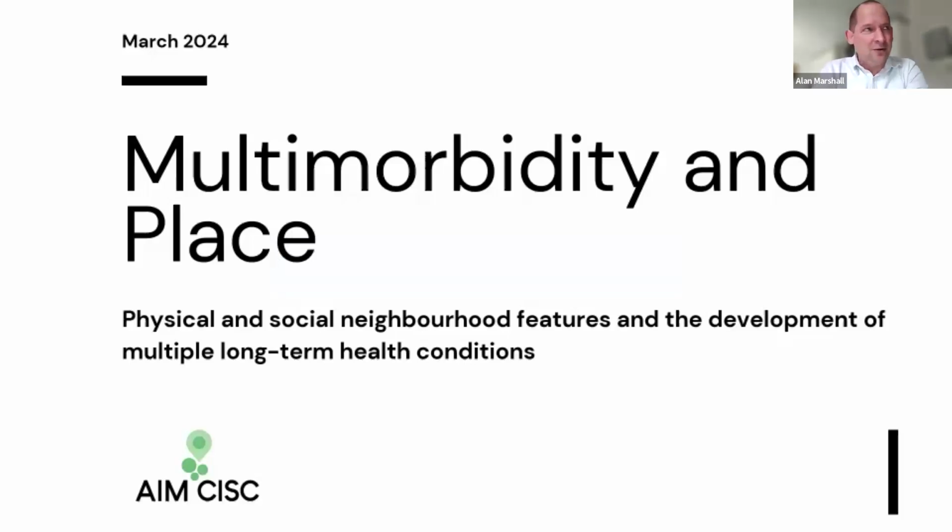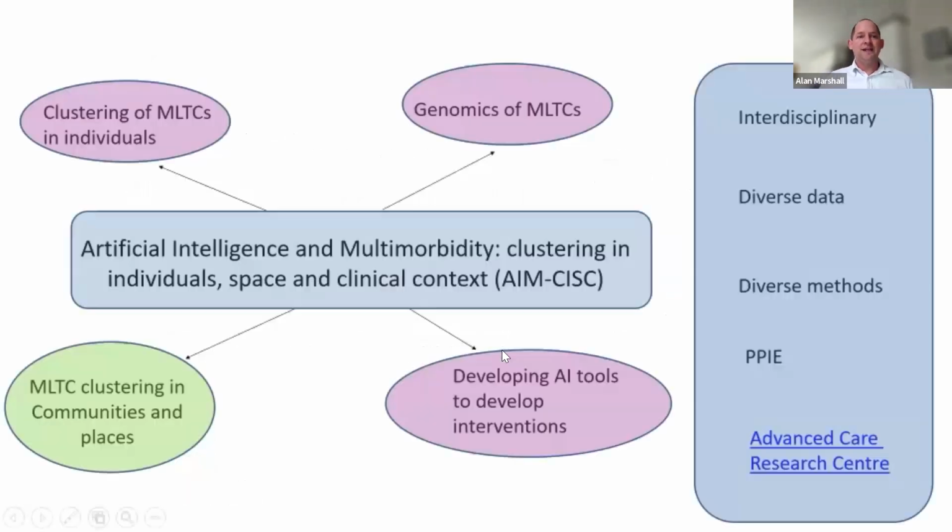So I'm going to talk about our research up in Edinburgh on multimorbidity and place. And I guess first of all, just to put this into the context of the broader project. This is part of the AIM-CISC project, which stands for Artificial Intelligence and Multimorbidity, Clustering in Individuals, Space and Clinical Context. This is a large project based at the University of Edinburgh with 4 objectives. And I'm going to talk about the objective here in green, which is about the clustering of multiple long-term conditions in communities and places.